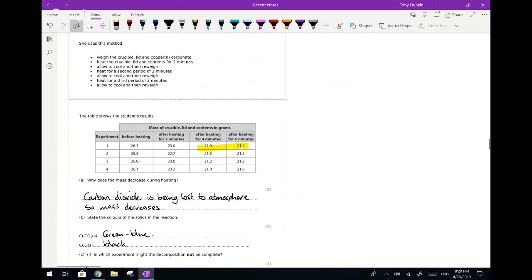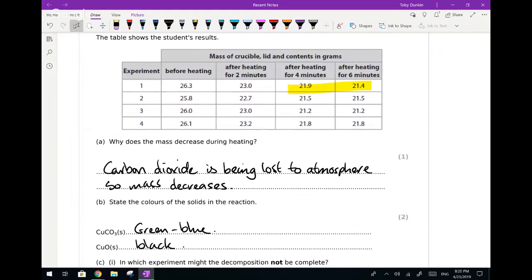Next. Spot the anomaly. Why does the mass decrease during heating? Because we're losing carbon dioxide to the atmosphere. The mass will therefore decrease.